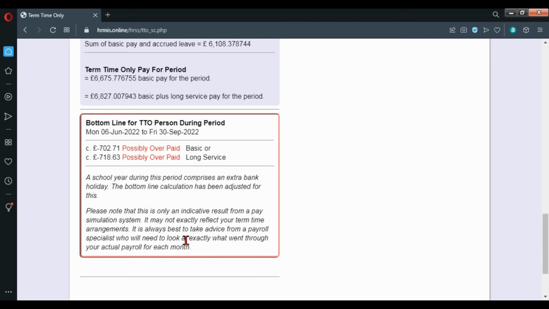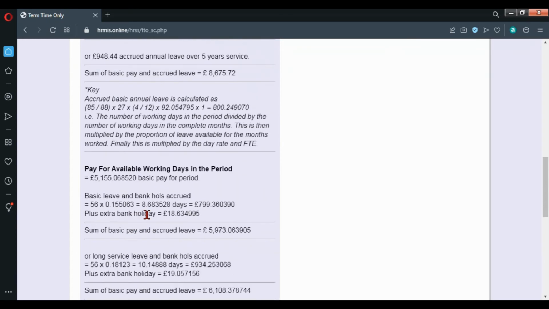Please note that this is purely indicative, and it is always best to use your own specialist to see what actually went through your own payroll, if you feel that there may have been an overpayment.